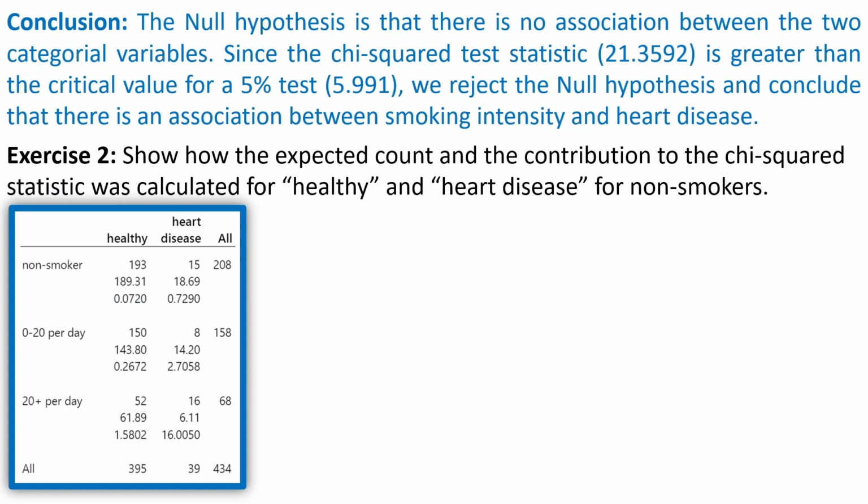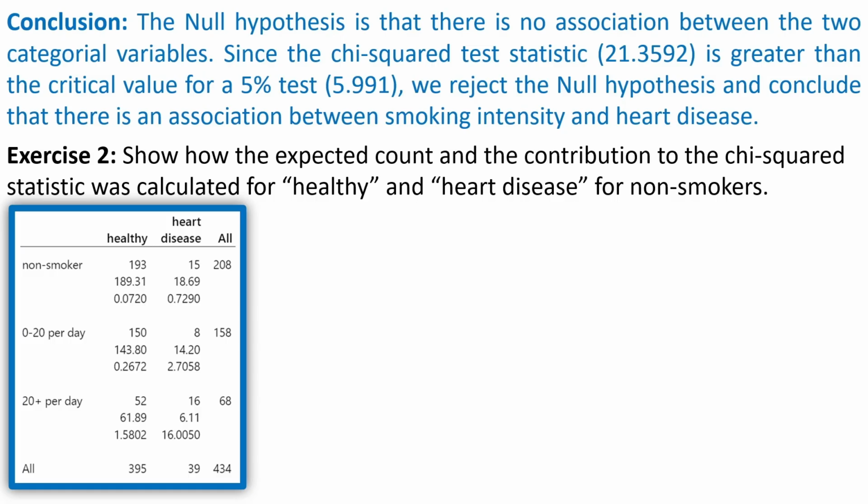As you can see, what can we conclude? Well, the null hypothesis is that there is no association between the 2 categorical variables. Since the chi-squared test statistic is greater than the critical value for a 5% test, we can reject the null hypothesis and conclude that there is an association between smoking intensity and heart disease.